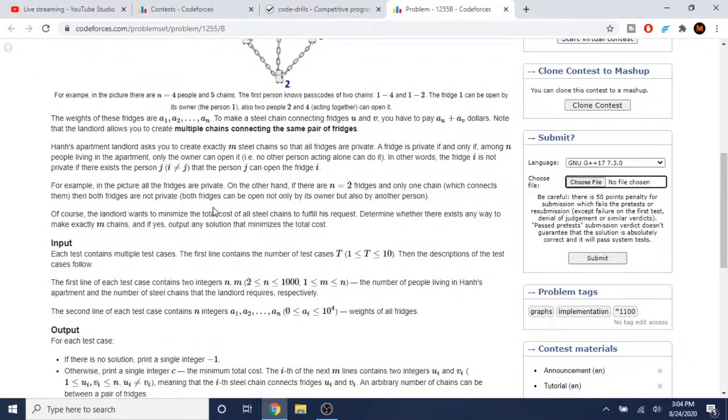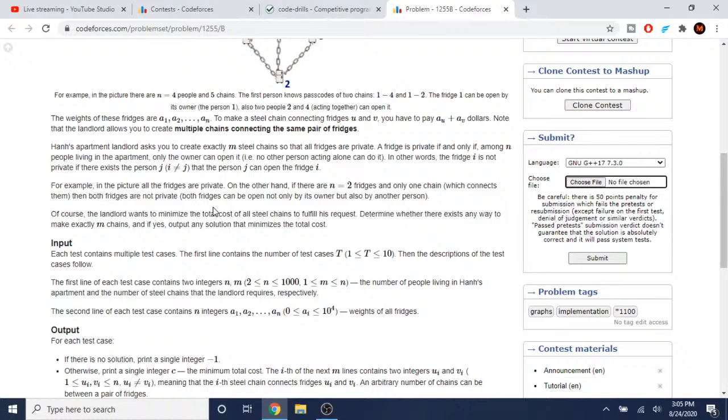Now Hanna's apartment wants you to create exactly m steel chains so that all fridges are private. A fridge is private if and only if, among the n people living in the apartment, only the owner can open it. In other words, fridge i is not private if there exists a person j not equal to i such that person j can open fridge i. For example, in the picture all the fridges are private. On the other hand, there are n equals 2 fridges and only one chain which connects them both. Those fridges are not private, since each can be opened by another person. Of course, the landlord wants to minimize the total cost of all steel chains to fulfill his request.